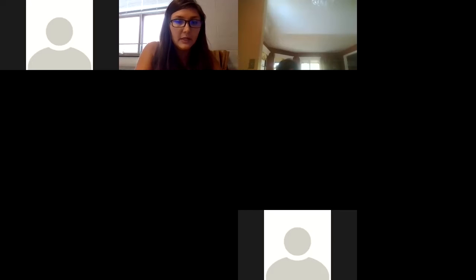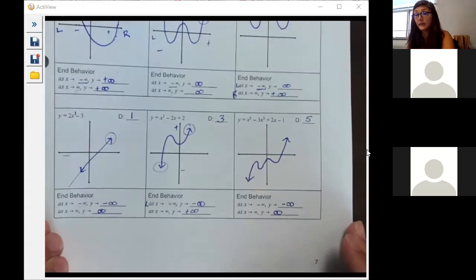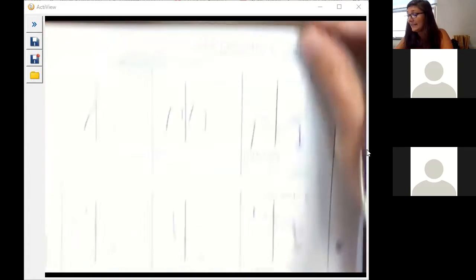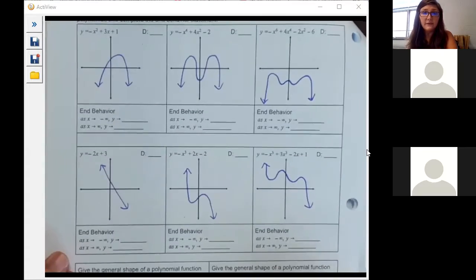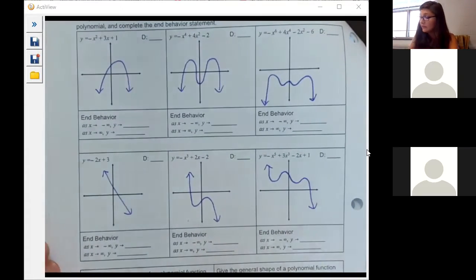Okay, so I'm going to go back to sharing my notes page. There we are. And then on the next page, on page 8, exact same thing, okay? If you need to, go ahead and sketch in those graphs. But again, we're going to look at degree for each of these. We're going to look at its end behavior.